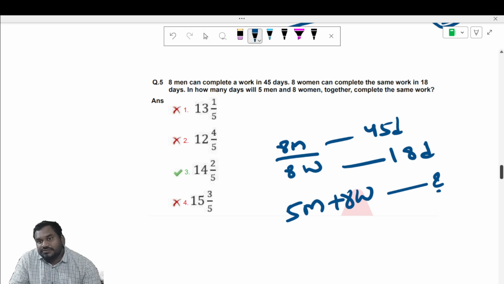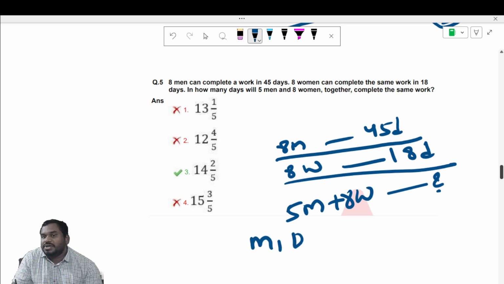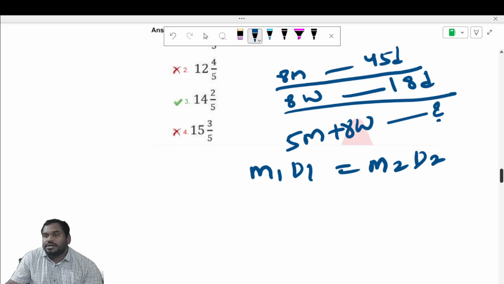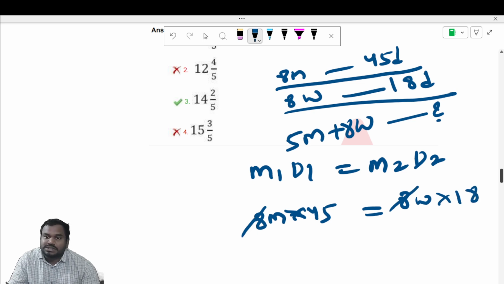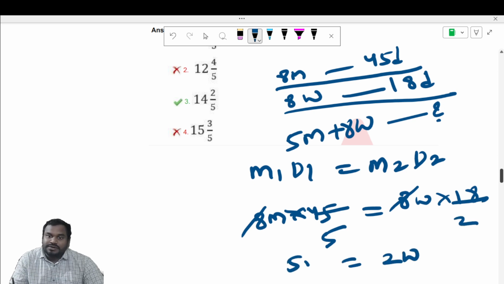Using this information, we can get a relation between men and women. How to get it? Use this formula: M1 D1 is equal to M2 D2. Here, 8 men complete the same work in 45 days, so 8 men into 45 is equal to 8 women into 18. So this gets cancelled, and 2 women is equal to 5 men.